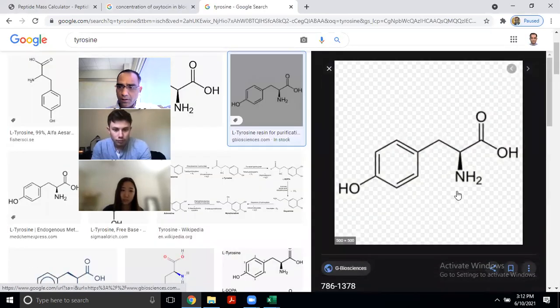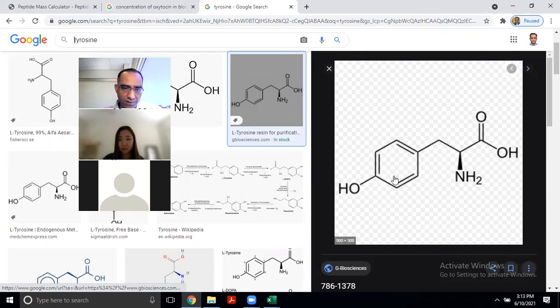So this is tyrosine. Where is the alpha carbon here? Right next to the amine. What is the R group here? The aromatic ring, this one, with the OH. This is the R group here, right? And what is this structure called? Aromatic ring, or benzene.